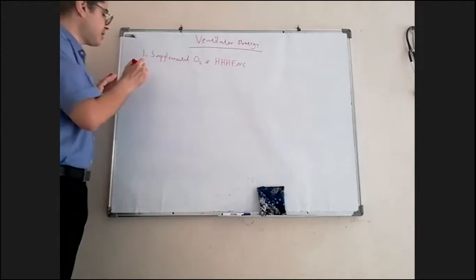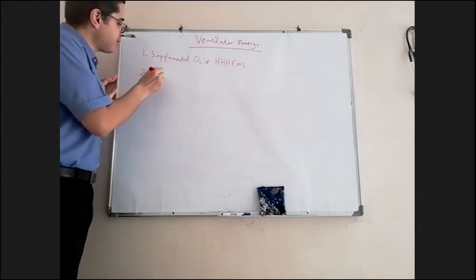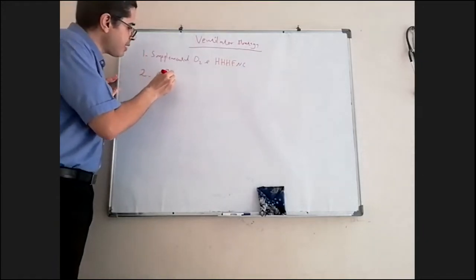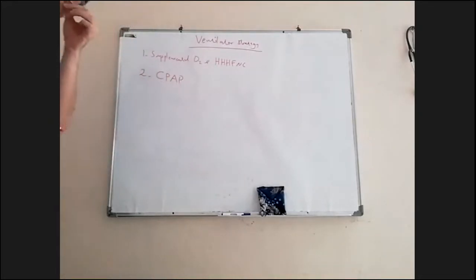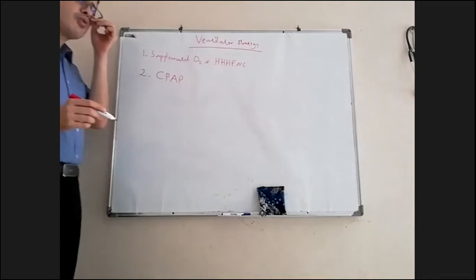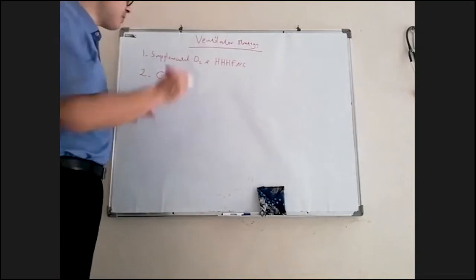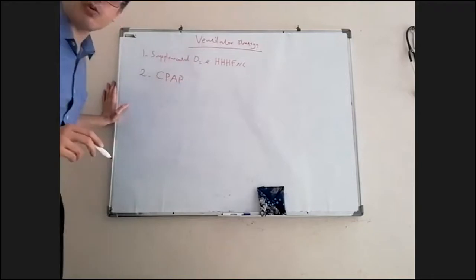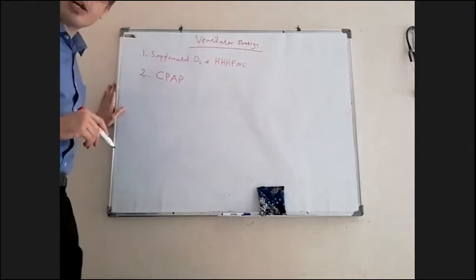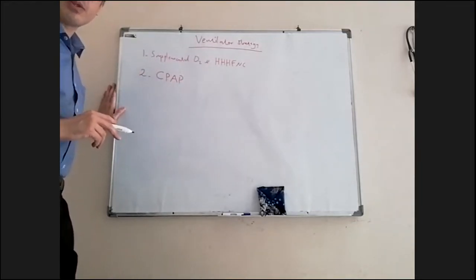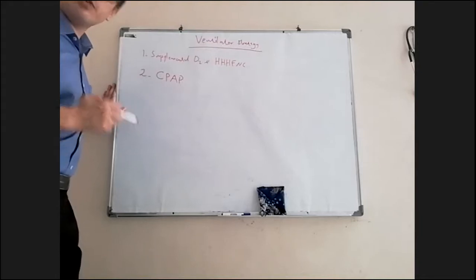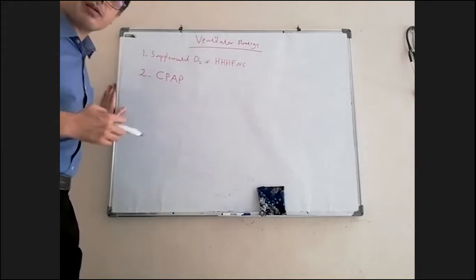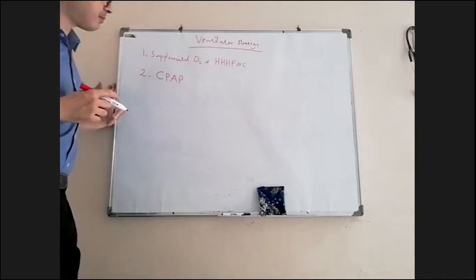After that, CPAP. CPAP is very important. CPAP is very good in RDS. That's why now in the NICU, you don't wait until you send the patient to an ICU. CPAP can start in the delivery room. They found that CPAP is very good, and a lot of studies gave good outcomes.